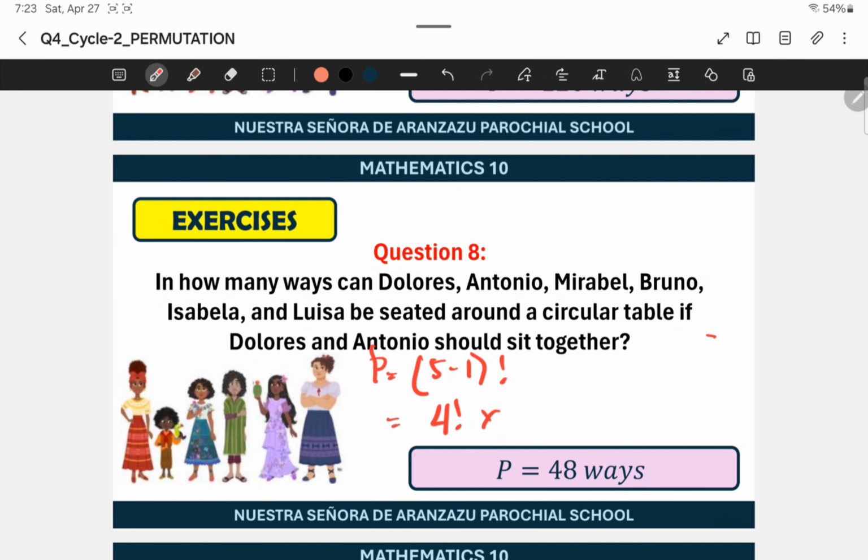Then, multiply yan dun sa permutation ni Dolores and Antonio. Di ba pwedeng Dolores and Antonio, Antonio and Dolores? So, that is 2 factorial. And 4 factorial, that is 24. And 2 factorial, that is 2. So, 24 times 2, that is 48. Okay, sana na-gets nyo to.